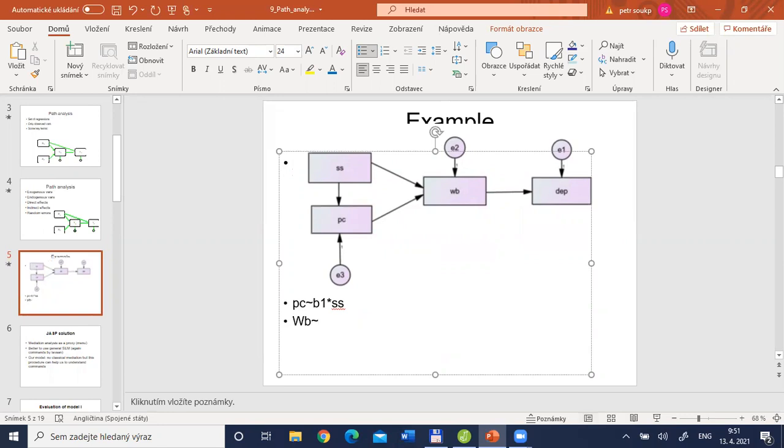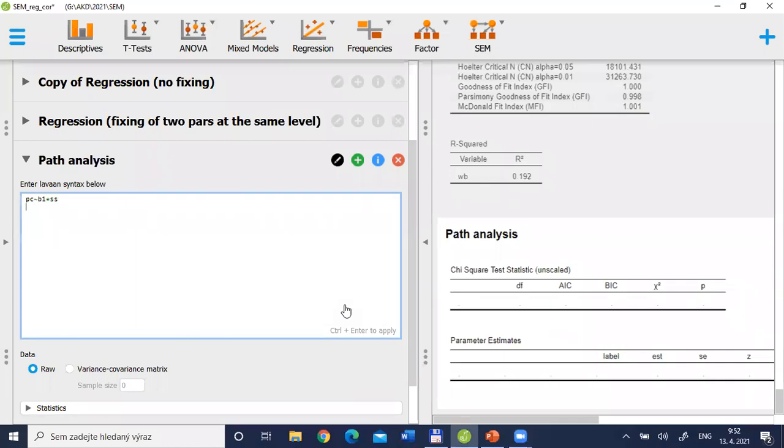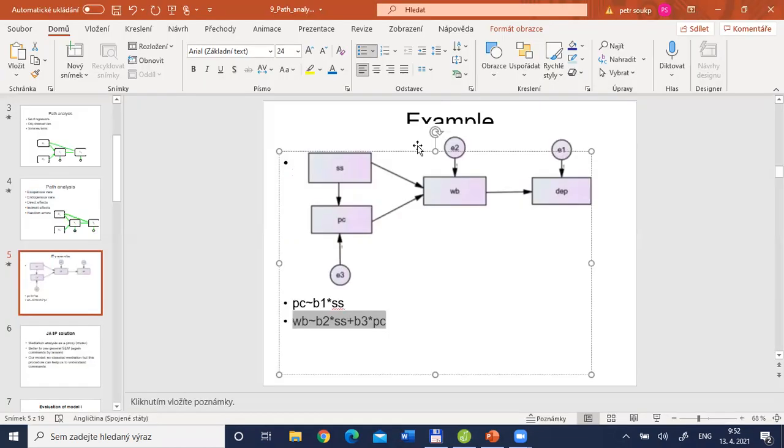Well-being regressed on SS and PC. Well-being regressed on SS plus PC. And once again, I would add some description of individual slopes. So maybe the next one would be called B2 and the next one B3. So once again, I would take this second equation and I would copy it into the Lavaan window. Individual rows should be individual equations. So this is the next one. It means this is the regression of well-being on social support and proactive coping.